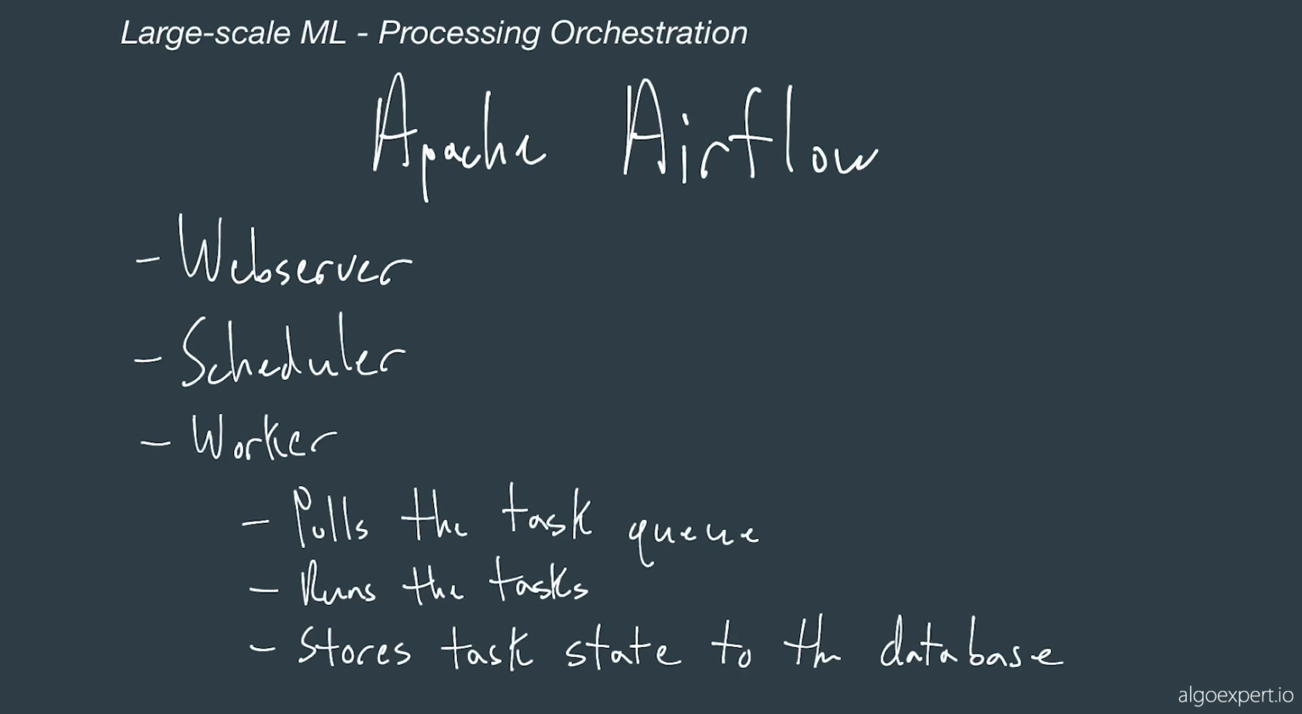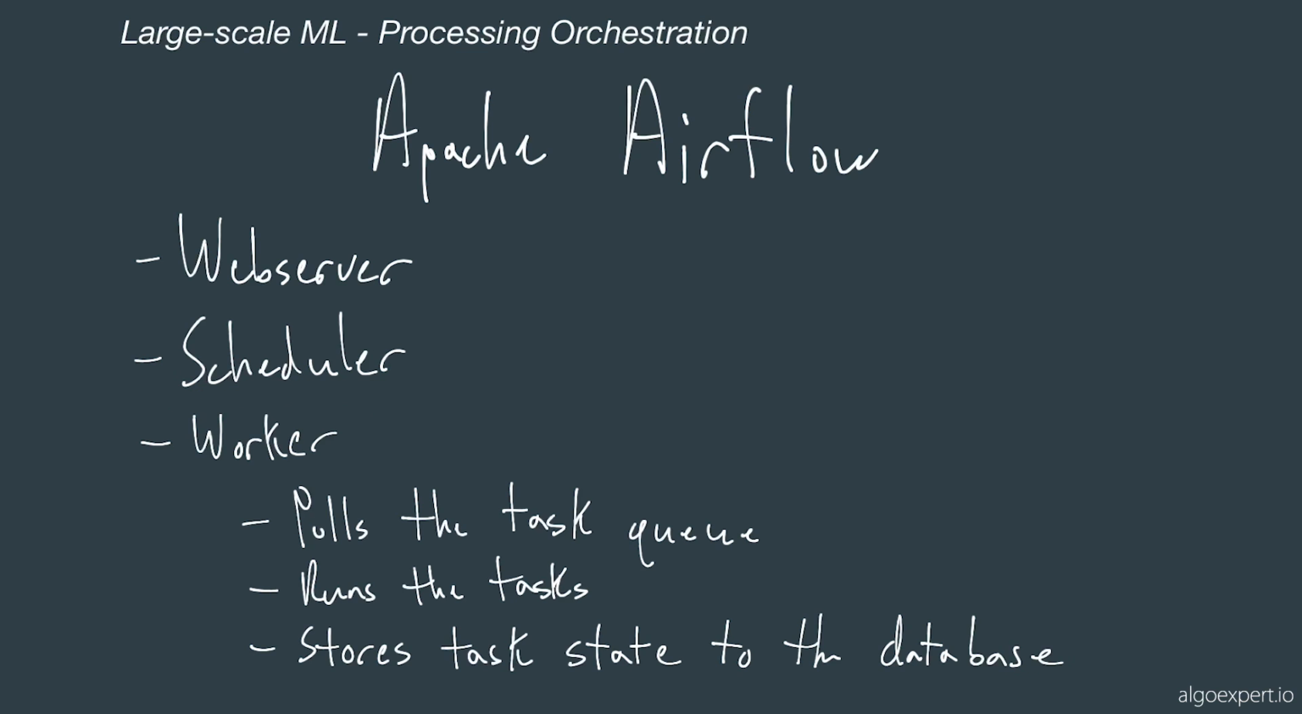Now, the last component we'll go over is the worker. The worker pulls the task queue to which the scheduler sent the tasks, it runs the actual task, and it stores the task state in the database so that the scheduler is aware of its progress.